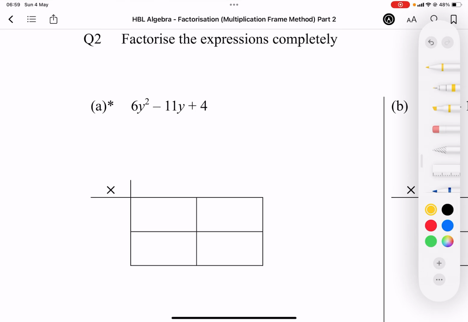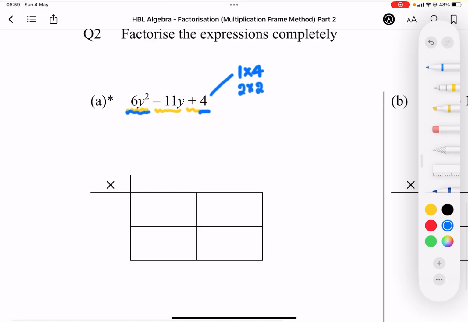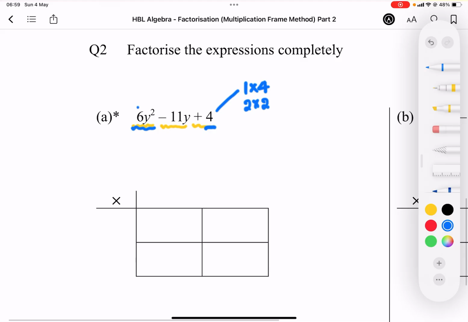In this quadratic expression, 6y squared minus 11y plus 4, we are going to look at the pairs of numbers that multiply to give 4 first. So 1 times 4 or 2 times 2. Next, here we have 6y squared. So the possible pairs of factors to give 6y squared are y times 6y or 2y times 3y.